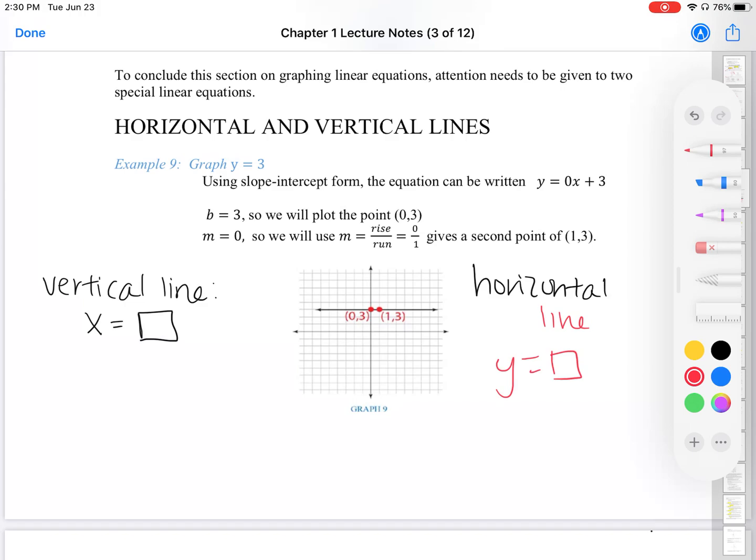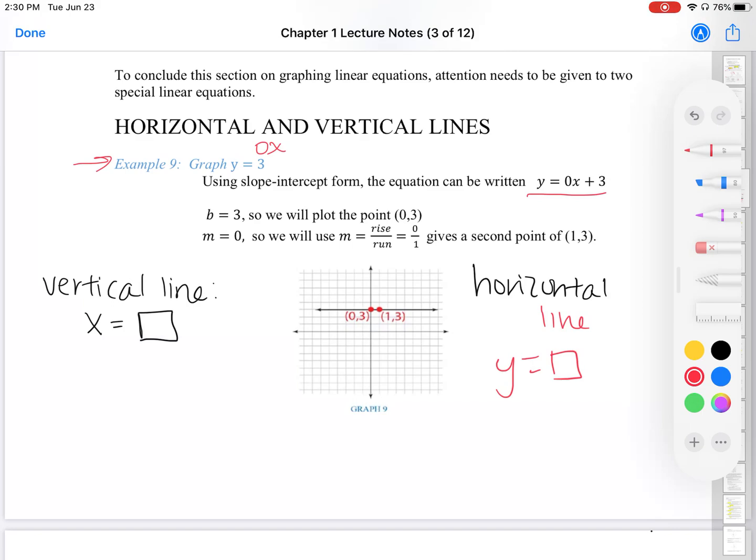All right, now here's how it explains it. Let's go back to example 9. Graph y equals 3. So we know we have a horizontal line at 3. Now, if you want to write it in slope form, then you would see that you don't have an x value, so it would be a 0x. Therefore, it can be written as y equals 0x plus 3.